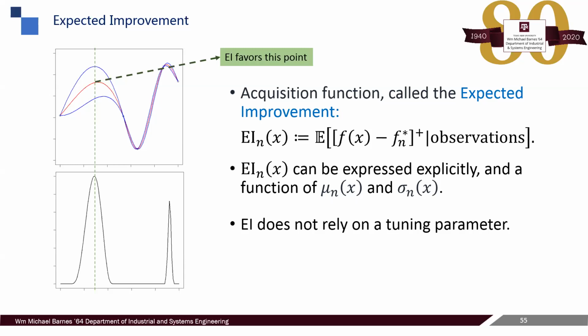But in general, they have the same idea, just how you trade off between exploitation and exploration. If you place more importance on exploitation, you may go to this point. If you favor exploration more than exploitation, you may consider this point. So that's the EI criterion.